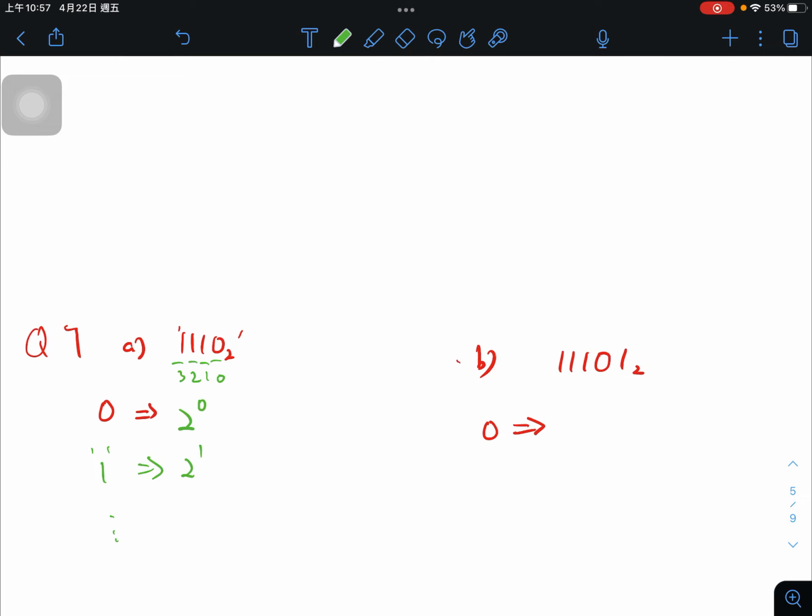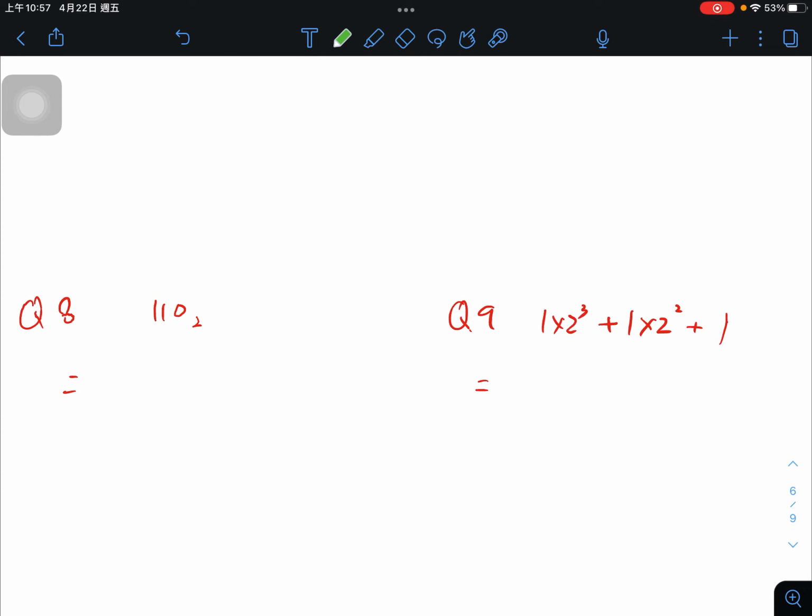So for part B, it is a similar case. 0, 1, 2, 3, 4. So the 0 represents the 2 to the power 1 place. Let's move on. Question number 8 tells you to write down the expanded form. Question number 9 is talking about how to write back to the original number.